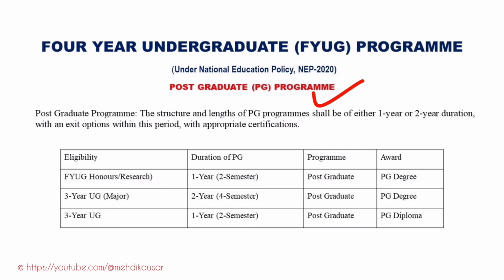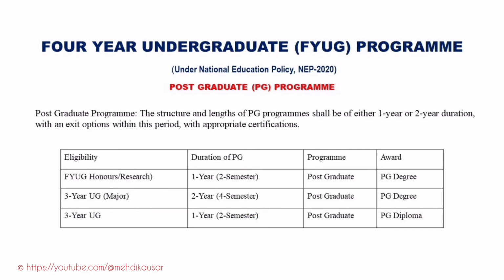The structure and length of PG program shall be of either 1 year or 2 year duration, with exit options within this period, with appropriate certifications. Students will be able to get admission in 1 year PG degree after completing a 4-year UG degree with honors or with honors and research degree. But the students with a 3-year UG degree will be eligible for a 2-year PG degree.